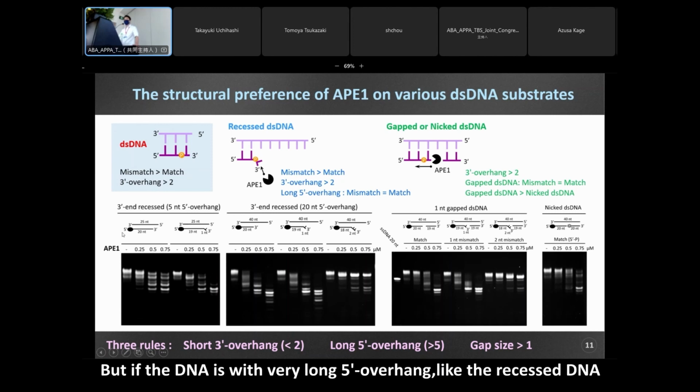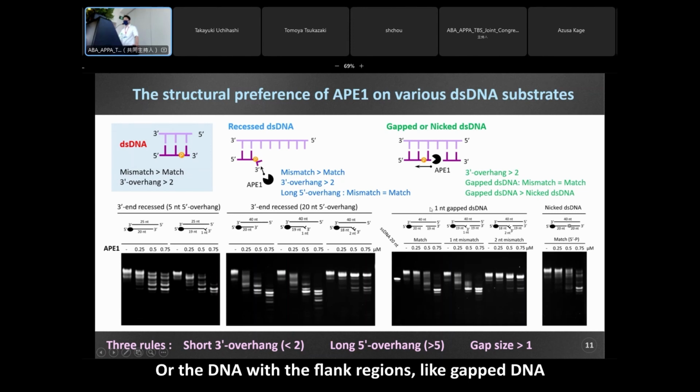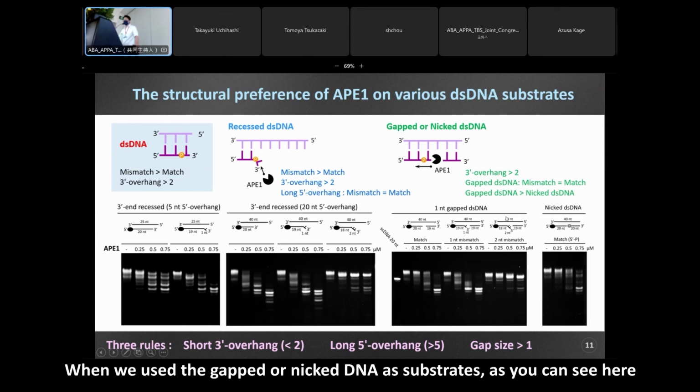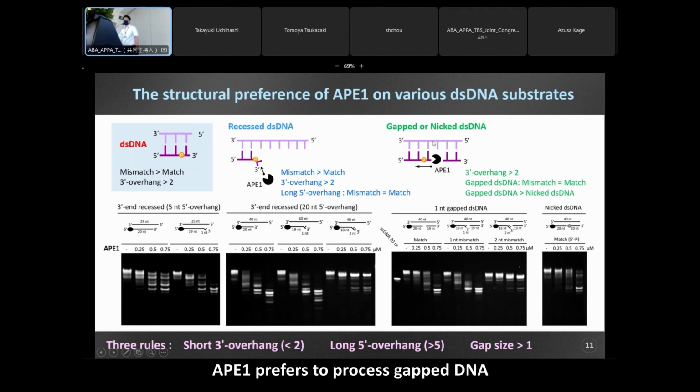But if the DNA has a very long 5' overhang, like the recessed DNA, or the DNA with a flank region, like gapped DNA, the digestion efficiency is very similar between the matched and mismatched DNA substrates. When we use gapped or nicked DNA as a substrate, as you can see here, APE1 prefers to process gapped DNA. The activity of APE1 on nicked DNA is very weak.